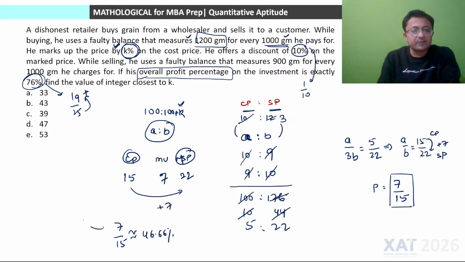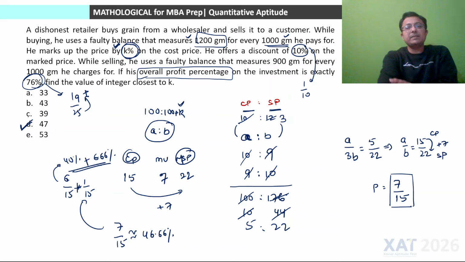और वी कैन से 7/15 क्या हुआ हमारा, दिस इज 6/15 प्लस 1/15, और 6/15 इज 40%, 2/5 40%, और 1/15 will be 6.66%. So 40 plus 6.66, 46.66%. Option D is the closest. 47 will be the answer. Integer closest to K, that will be 47. Okay. ठीक है, आगे बढ़ते हैं.